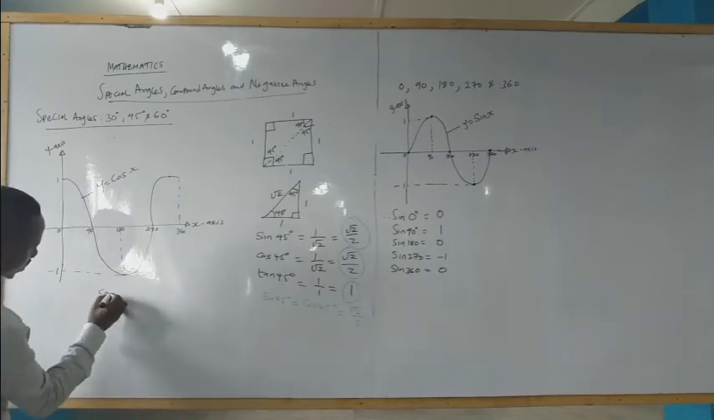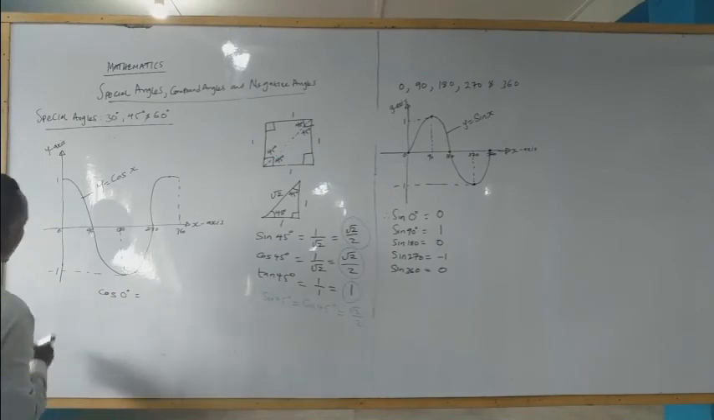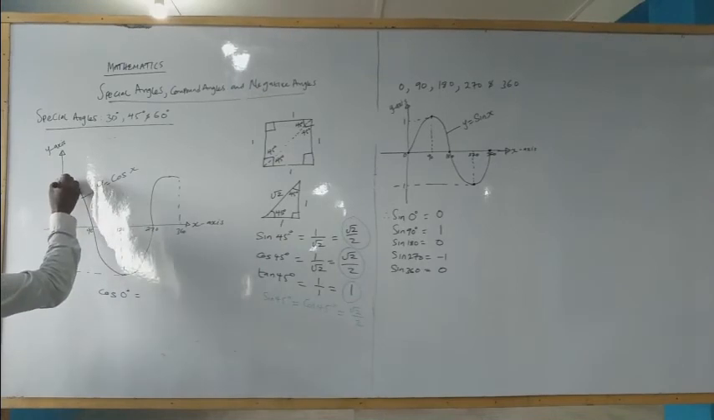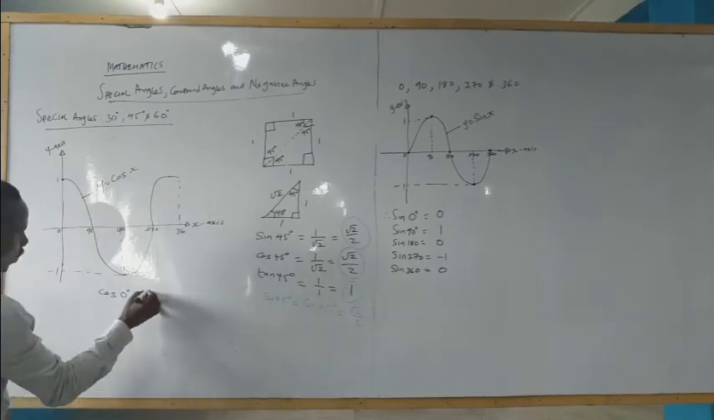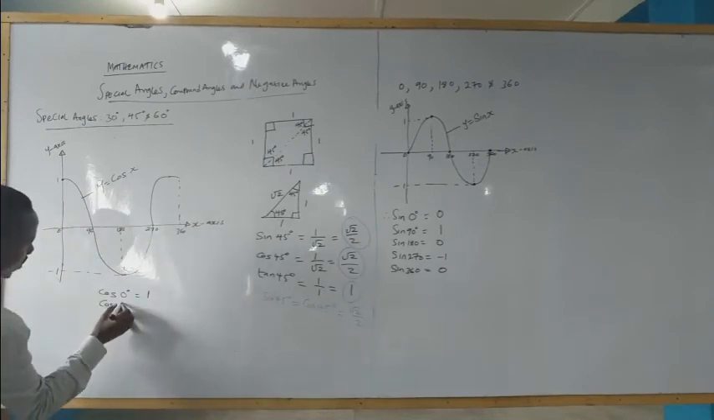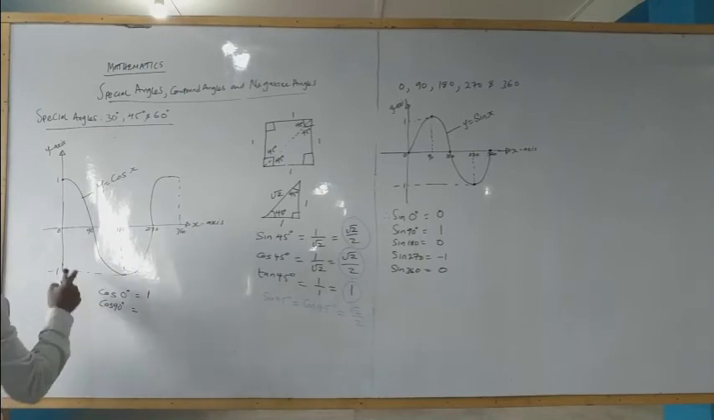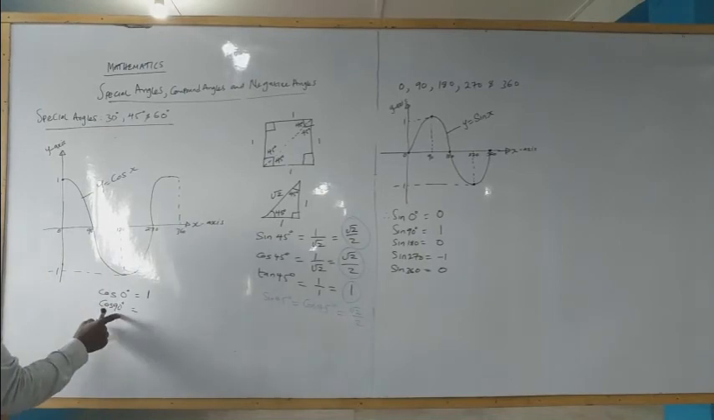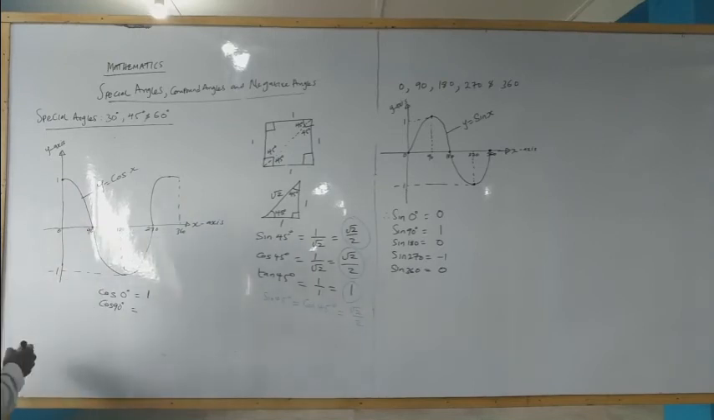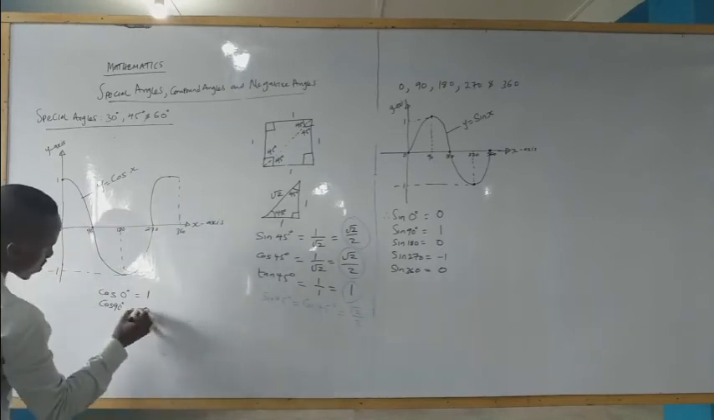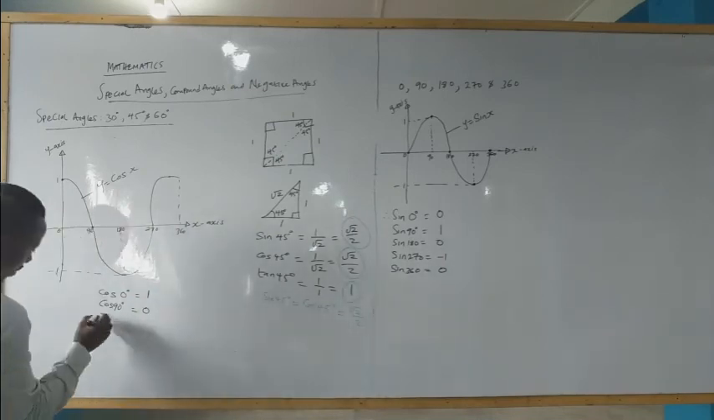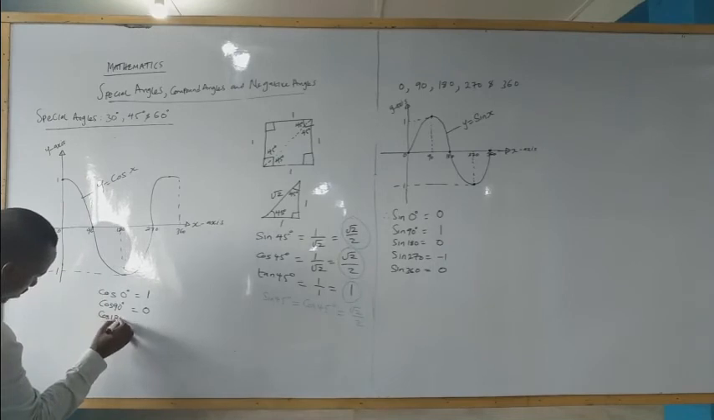So cos 0 degrees is equal to what? This is where x is equal to 0. When x is equal to 0, what is y? Y equals 1. So cos 0 is 1. The same way, cos 90. When x is equal to 90, what is y? Y is 0. Cos 90 is 0. Y is 0 when x equals 90. Then 180. Cos 180.